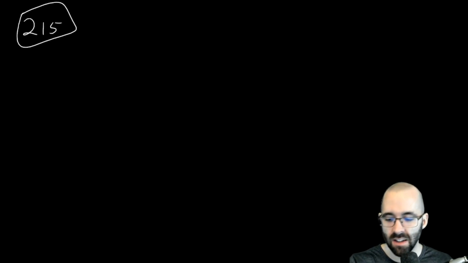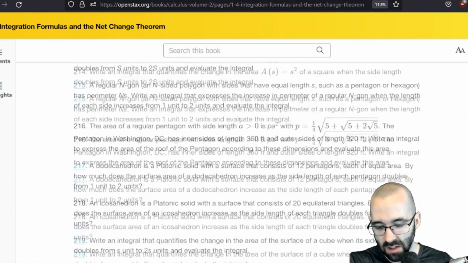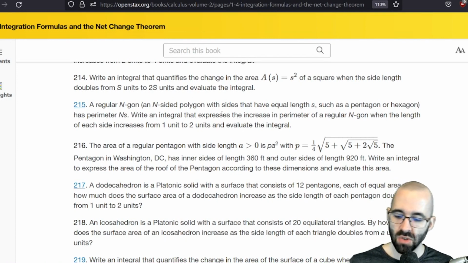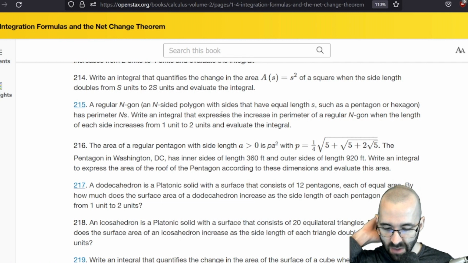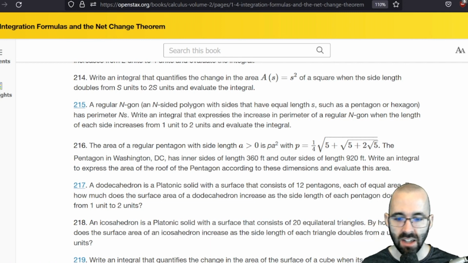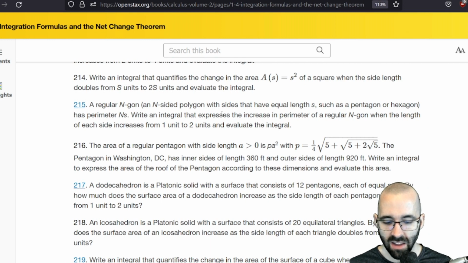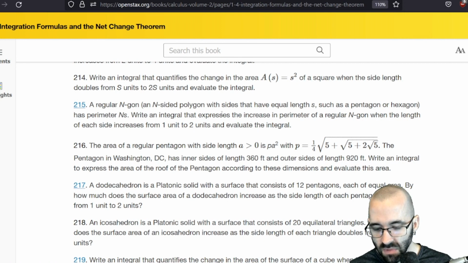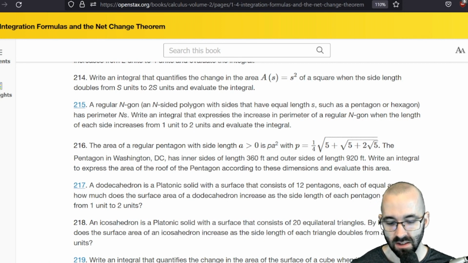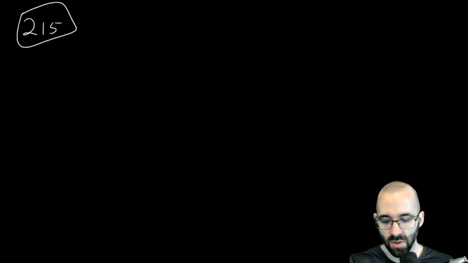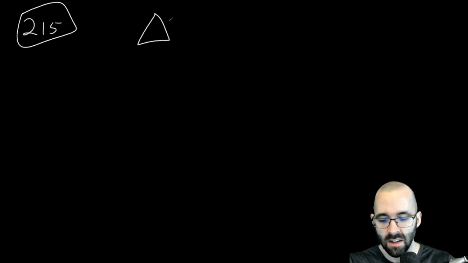And then we really get into the example application problems with 215. Some of these are pretty straightforward. Some of these are pretty wacky. Tried to get a little mixture of both. Let's see what we have. 215 says that we have a regular n-gon, which is just an n-sided polygon with sides of equal length s, maybe like a regular pentagon, a regular hexagon. And this n-gon has perimeter n times s, right? So again, just looking at this, if each side length is s, what's the perimeter?